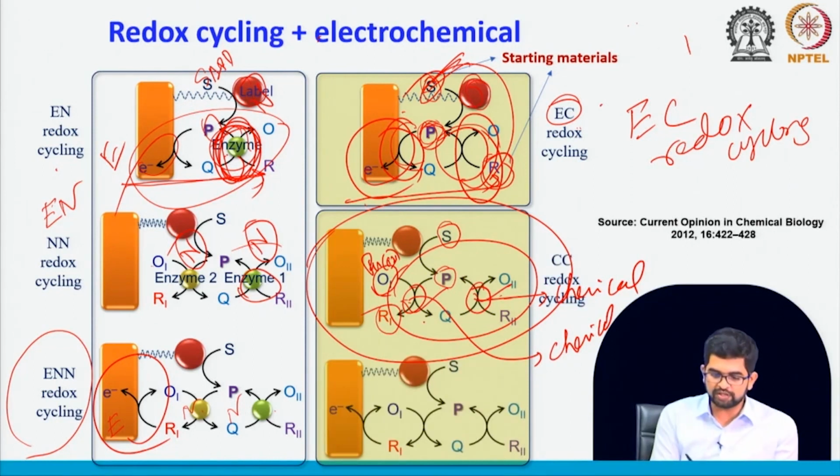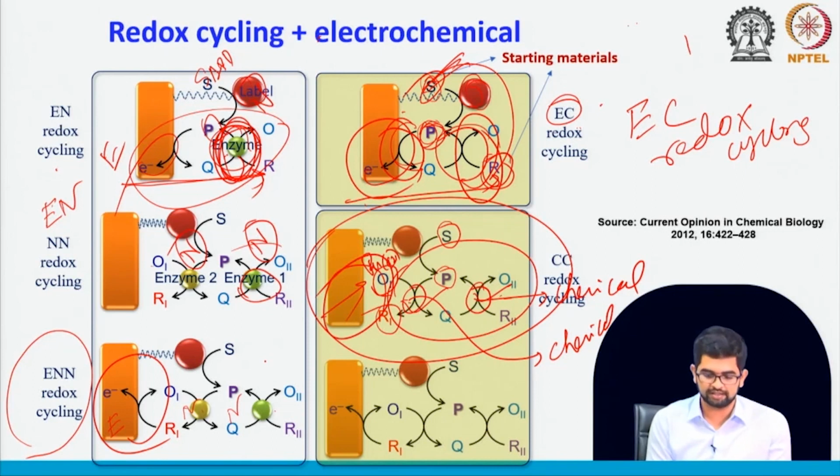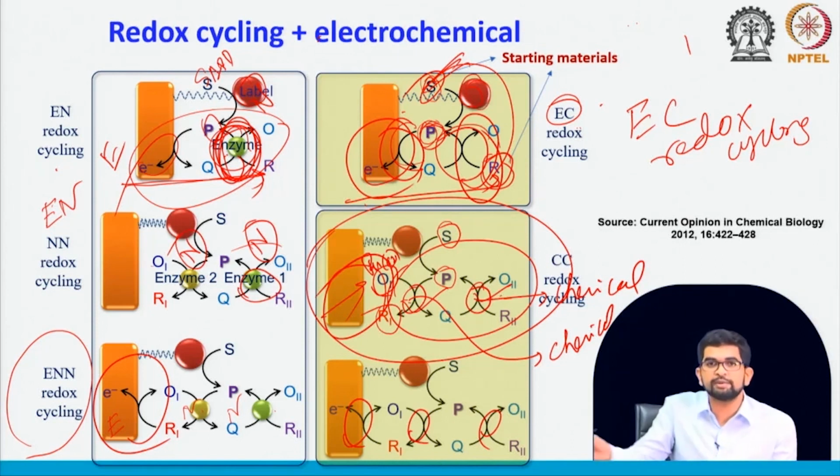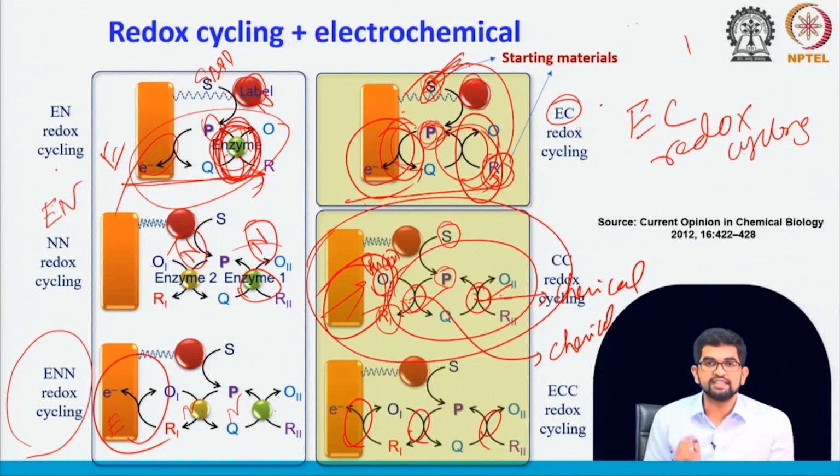Now, if we apply some potential here, it will be an electrochemical reaction. So here electrochemical, here chemical, here chemical. Then tell me, what will be the name of this reaction? It will be ECC redox cycling, right? ECC. So it will be ECC redox cycling reaction. Like this way we can give the nomenclature.